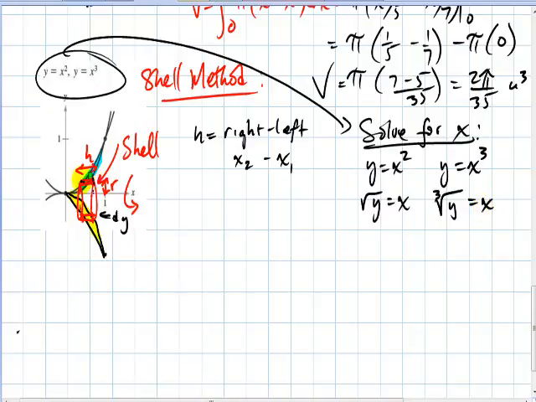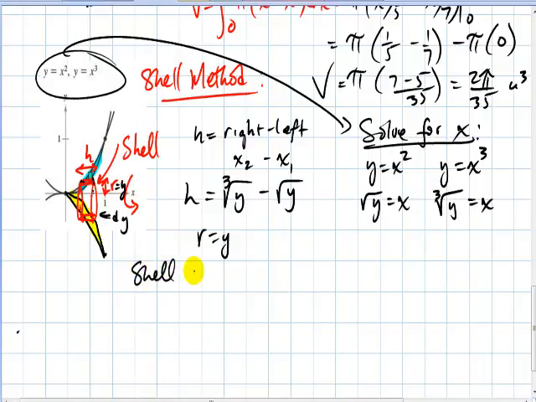So it's going to be cubic minus parabola, but in terms of y and not in terms of x. In this case, it's going to be the cube root of y minus the square root of y for your height, because you're on the cubic on the right side, minus the left side, to get the horizontal distance or the height of the shell. What's the radius? It's some y value, some height. Remember, when the radius is vertical, just let it be y. So the radius is just y in this case.